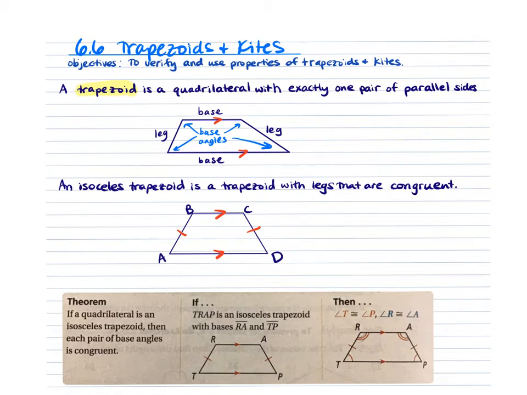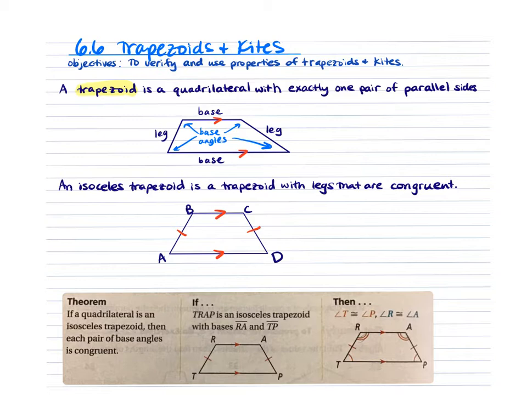This is the geometry video for 6.6 trapezoids and kites. The objective here is to verify and use properties of trapezoids and kites. So a trapezoid is a quadrilateral with exactly one pair of parallel sides. So here you can see that we have one pair of parallel sides, the other ones are not. That makes it a trapezoid.